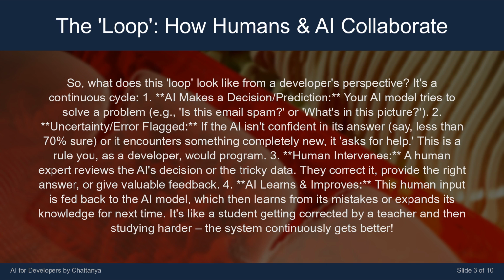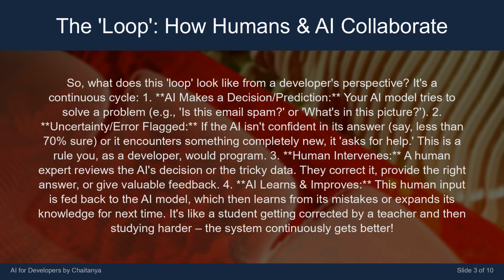2. Uncertainty or error flagged. If the AI isn't confident in its answer, say, less than 70% sure, or it encounters something completely new, it asks for help. This is a rule you, as a developer, would program. 3. Human intervenes. A human expert reviews the AI's decision or the tricky data. They correct it, provide the right answer, or give valuable feedback.